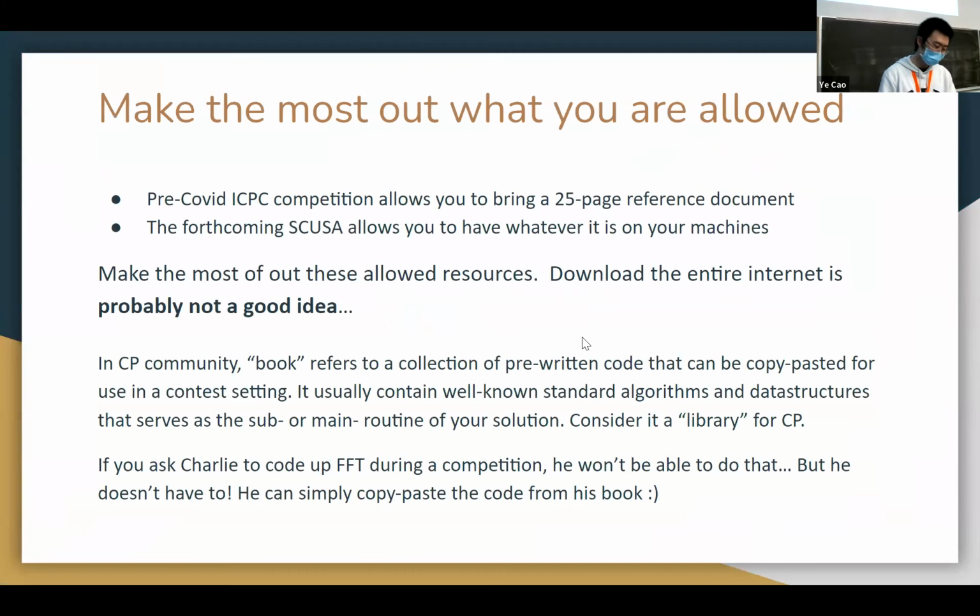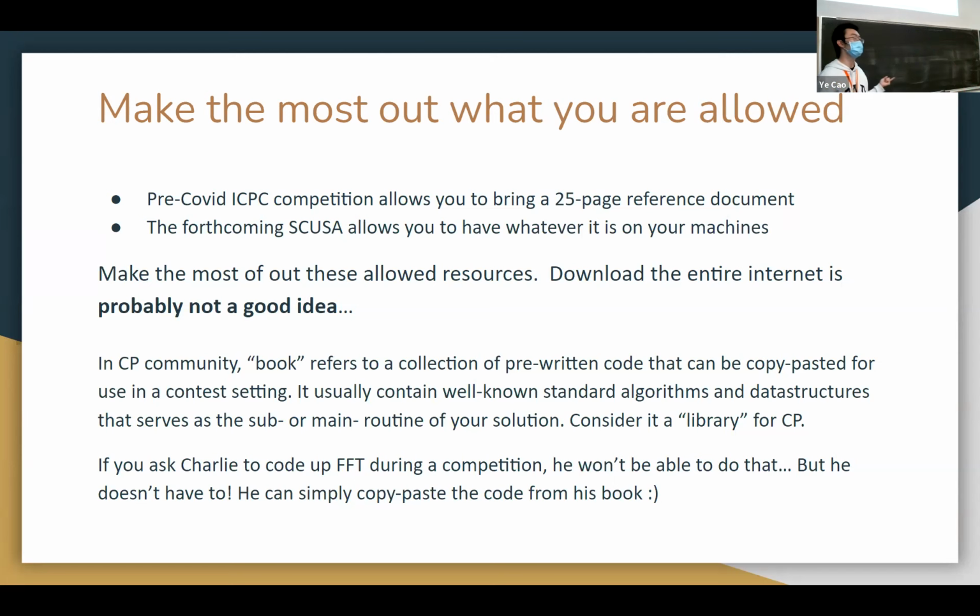Now let's talk about the book. What do I mean by the book? Pre-COVID, the ICPC competition allowed you to bring a printed 25-page reference document to the competition. And the forthcoming SCUSA is going to allow you to have whatever you have locally on your machine as a reference. Make the most out of these allowed resources. Downloading the entire internet is probably not a good idea.